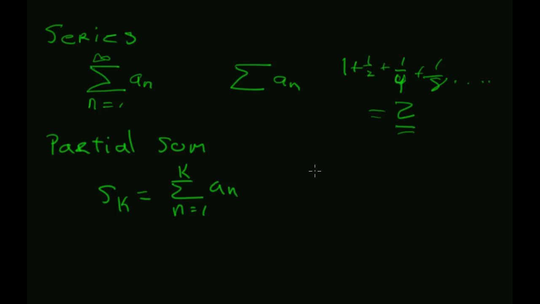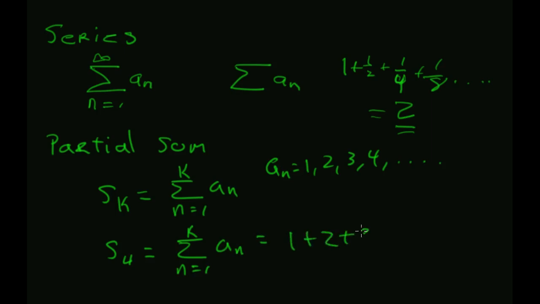Like, if I have the sequence 1, 2, 3, 4, etc., the fourth partial sum would be the sum from n equals 1 to 4 of a sub n, which would be 1 plus 2 plus 3 plus 4. That partial sum, let's see, 3 and 4 is 7, and 2 is 9, and 1 is 10. So the fourth partial sum of this series is 10.